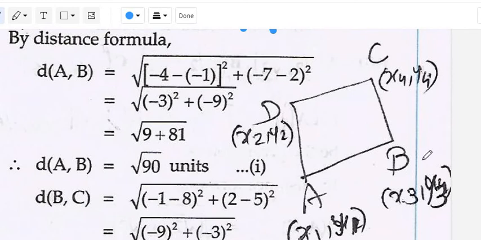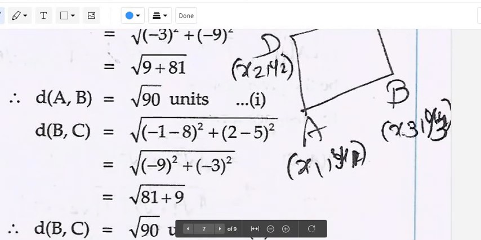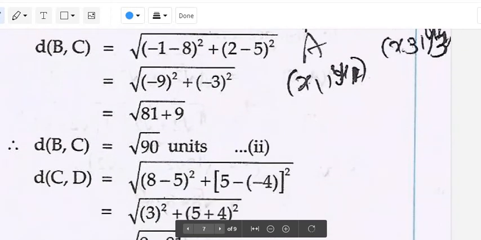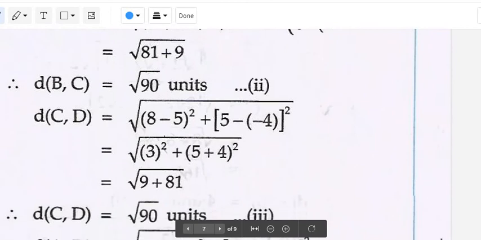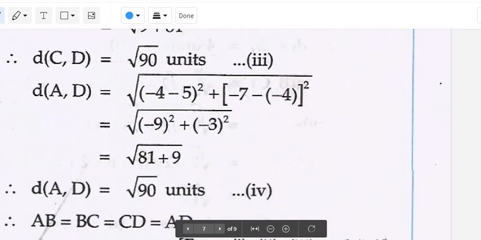Similarly find out distance BC. Okay, find out distance BC yourself. See, in this way that is also under root 90 units. Similarly find out distance CD, that is also under root 90 units. Similarly find out distance AD yourself. How to find out AD here?